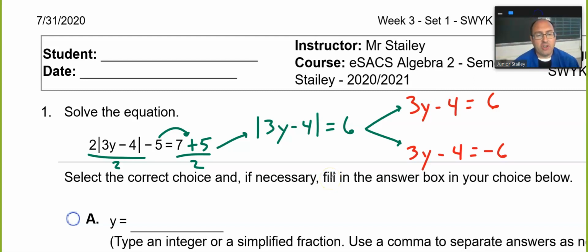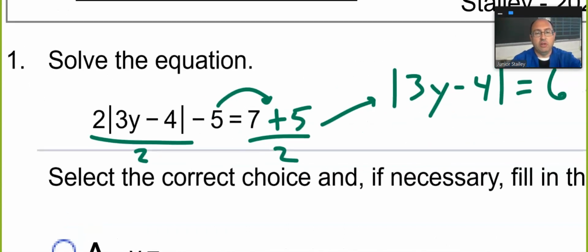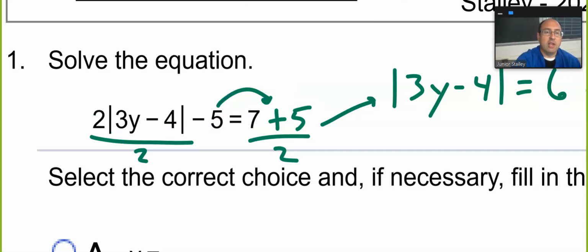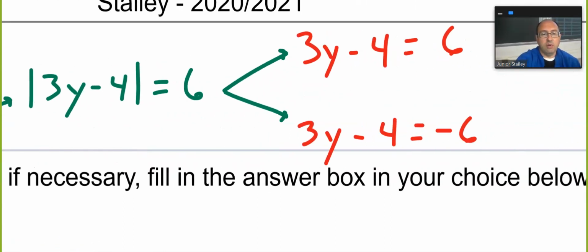The absolute value bars are not isolated. They are not by themselves, so the first thing we need to do is start manipulating that algebra. Let me zoom in here a little bit so you can see what's going on. Yes, we are adding the 5 to the other side, right? That gets rid of this. Then we are dividing by 2. That gets rid of this. 7 plus 5 is 12, and 12 divided by 2 is 6. Now we've got the absolute value bars isolated, which is exactly what we want.